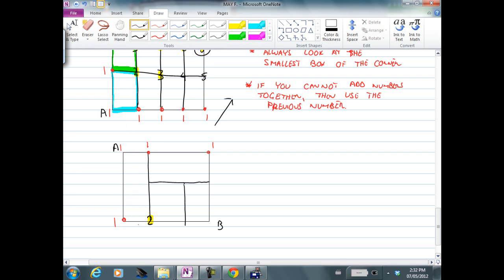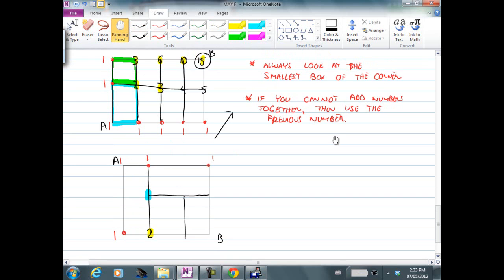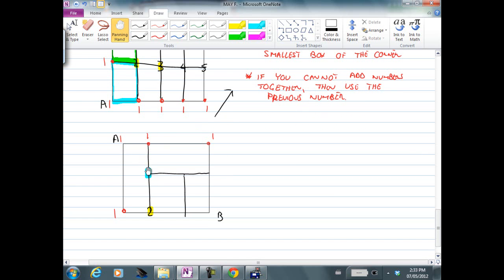Some of you now are stuck and say, Mr. No, I can't do any more because I'm missing numbers. What do you think this blue one is going to be? 1. Because let's read what it says: if you cannot add numbers together, use the previous number. See this blue one, I can't add anything because it's not part of a bottom right corner. So I'm going to use the previous number, which is 1. Put a 1, because you're only adding bottom right corners. So the previous number to this one is a 1. Right there. So I want you to put a 1 right here.